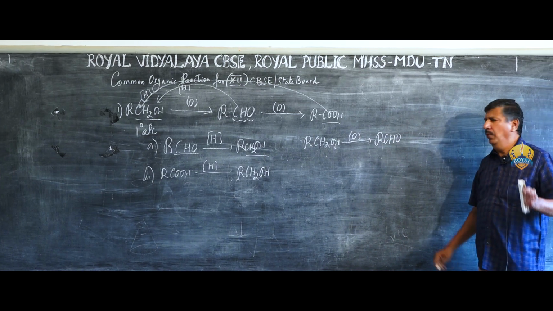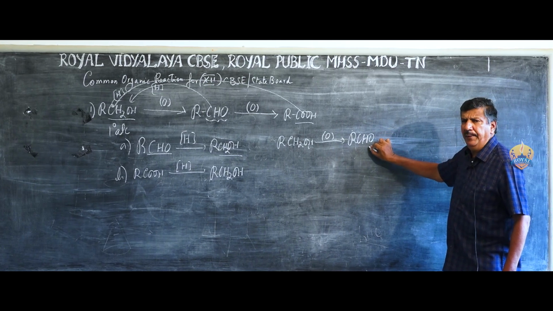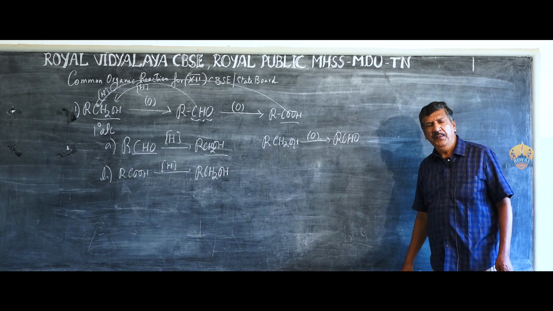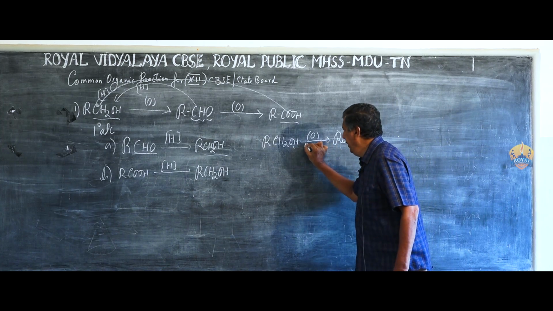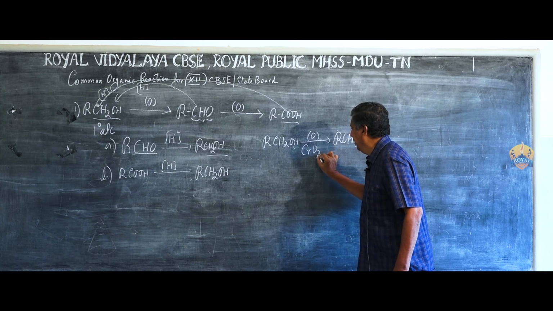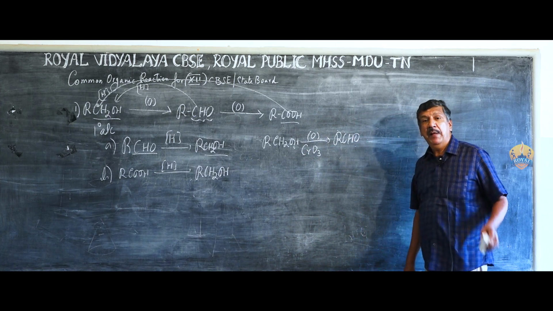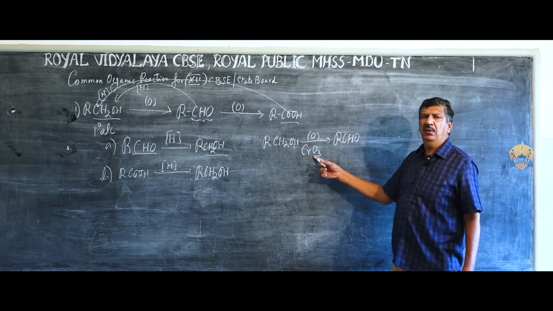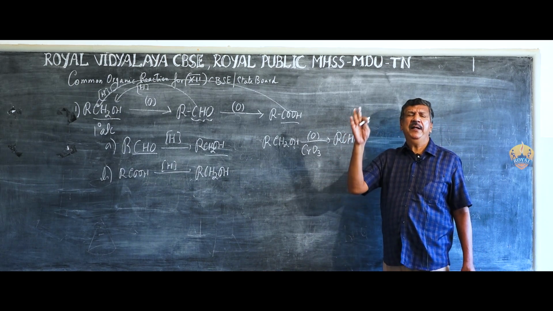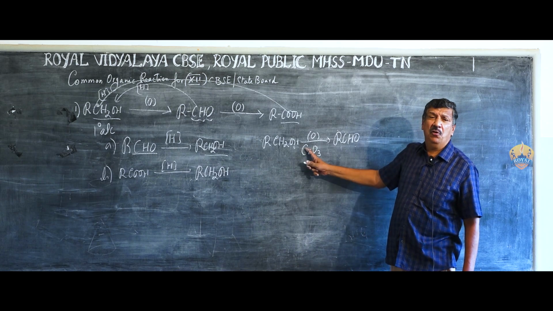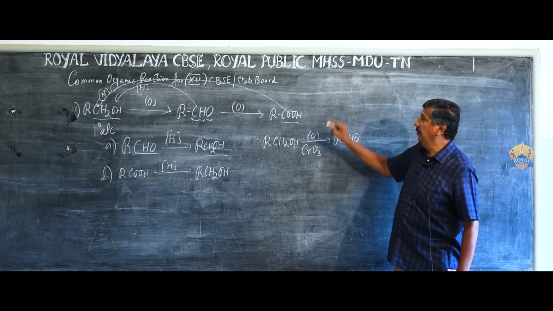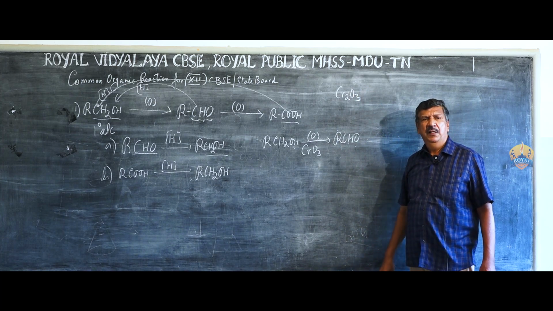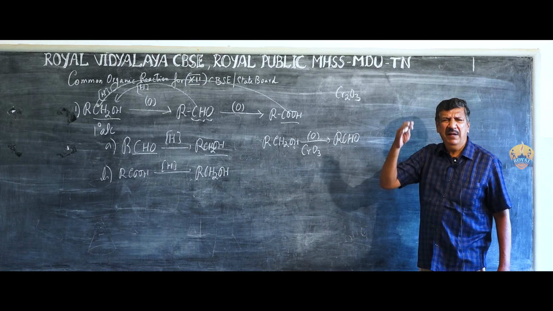You need only the aldehyde. You want to prevent the further oxidation. Then what should you do? You should take a mild oxidizing agent, like this. What is the name of the compound? Chromium anhydride. It is not chromium oxide. This is chromium oxide. We will see in inorganic chemistry. But this is chromium anhydride.